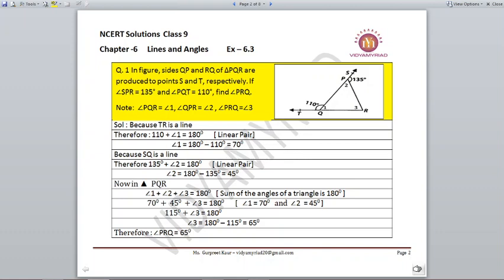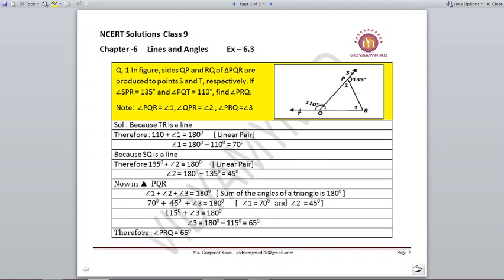Now I have angle 1 with me, I have angle 2 with me. I can use angle sum property. I can even use exterior angle property over here. So whatever you feel convenient, you can choose your easy method. Here I am explaining with the help of angle sum property, where we know that angle 1 plus 2 plus 3, their sum will be equal to 180 degrees. Now I have found angle 1 as 70, I have found angle 2 as 45. So angle 3 can be found by subtracting from 180 degrees, which comes out to be 65 degrees.